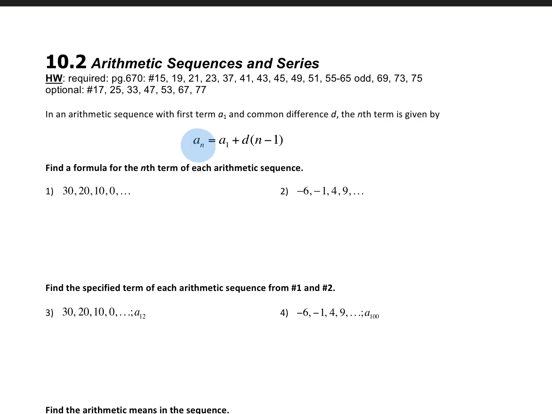an, that is the nth term of the sequence. So if we plug in 7 for n, then an or A7 is the 7th number in the list. If we plug in 12 for n, then A12 is the 12th number in the list. A1 is the first number in the list, or the first term. D is the common difference. So how much is being added to get to the next number? You could find D by taking the second number and subtracting the first number.